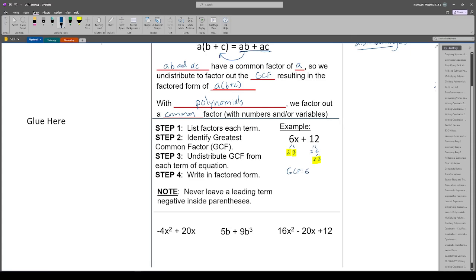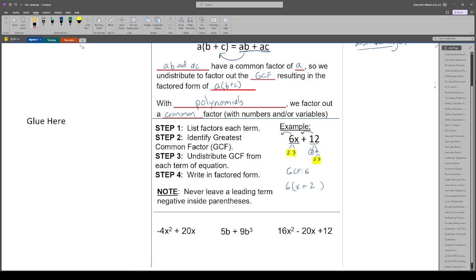Step 3 is to take the 6 and put it outside parentheses so that we are undistributing it. We're taking it away from both things. And then we see what's left behind. So if I have 6x and I take away 6, so divide by 6, I get just x. And if I have this 12 and I take 6 away from it, I divide by 6, I'm left with just this single 2 right here. So we end up with 6 parentheses x plus 2.